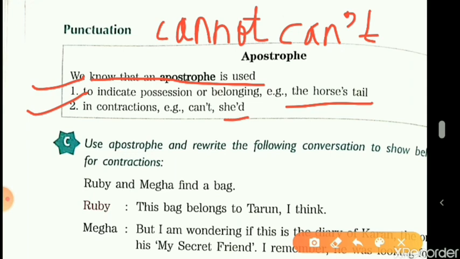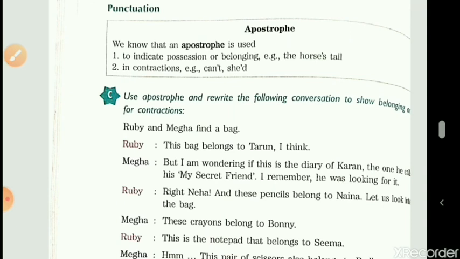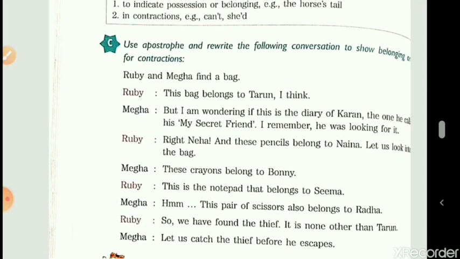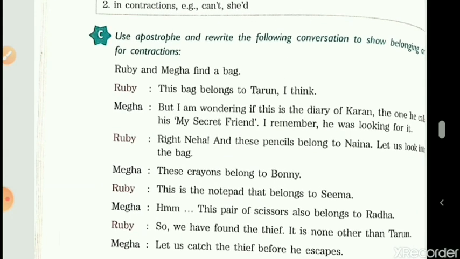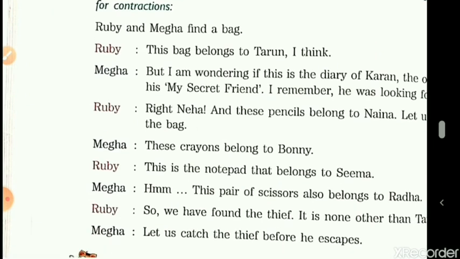Now students, we'll be doing exercise C, use apostrophe, and rewrite the following conversation to show belongings and for contraction. There's a conversation given and we need to put the sign of apostrophe where it is needed. Now, Ruby and Megha find a bag. Ruby: This bag belongs to Tarun, I think.